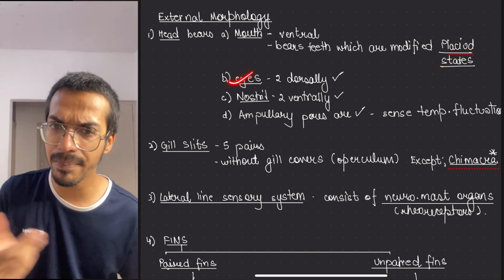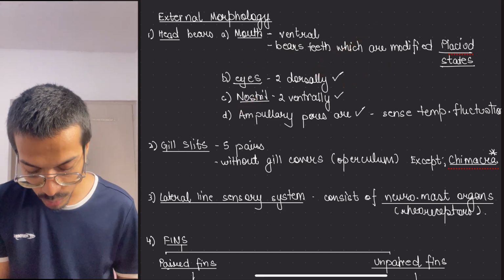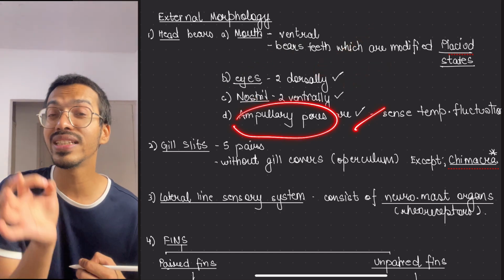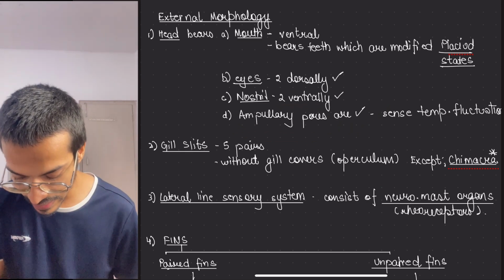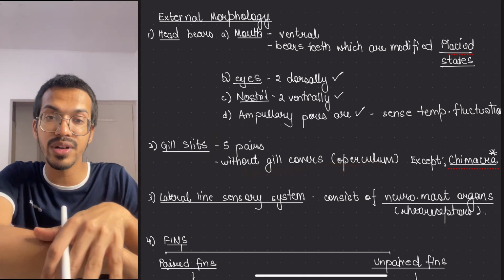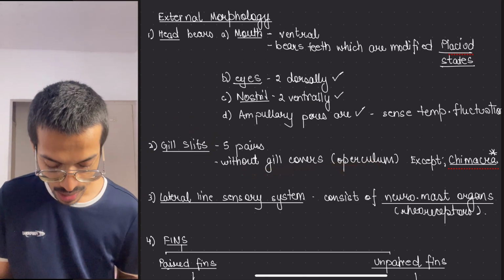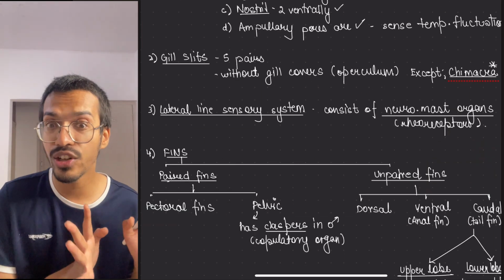Eyes are there, 2 in number, dorsally present. Nostrils are present, 2 in number, ventrally present. Ampullary pores are present. These are what? These sense the change in the temperature of the water. Okay, next is the gill slits, 5 pairs without covers, means without any operculum, means outside covering flaps are not there, except Chimaera, which has it. Okay, Chimaera is very important. Later on we will understand why.